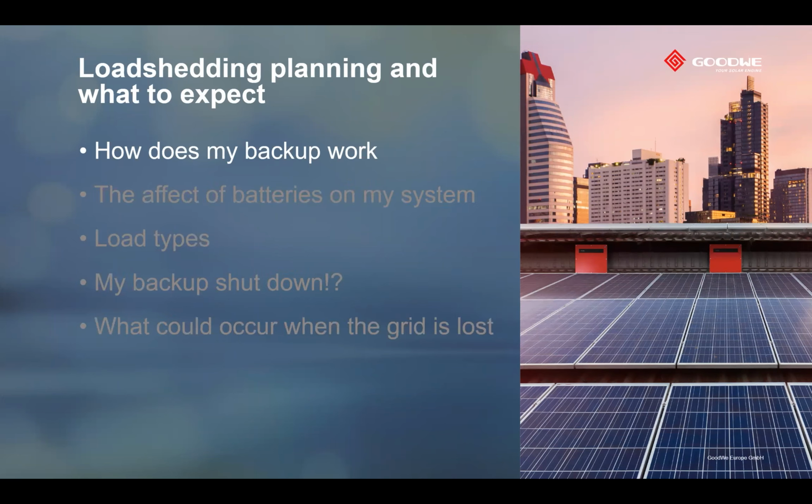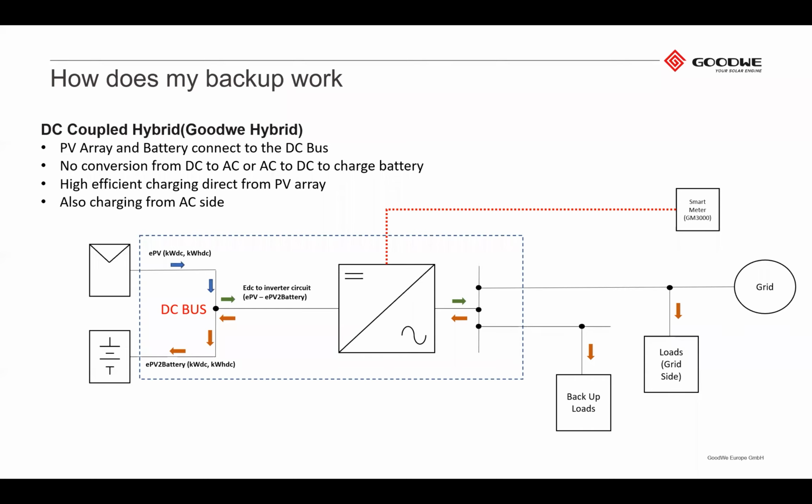So how does my backup work? GoodWe inverters are DC coupled hybrid inverters. What this means is that internally, the PV array and battery are connected to a DC bus. This is the most efficient way of charging your batteries, and it is what makes our inverters much more efficient than some of the other inverters out there in the market, because when we're charging the batteries from PV, your efficiency is very high.